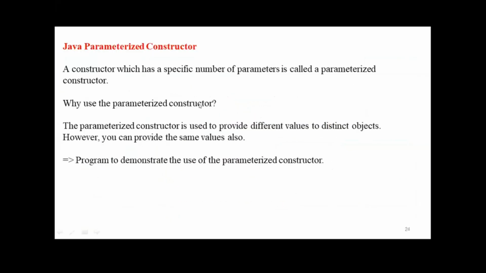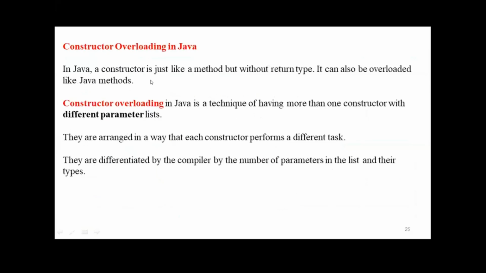So why use a parameterized constructor? A parameterized constructor is used to provide different values to different objects. However, you can provide the same value also. Okay. So, constructor overloading. Guys, what is the meaning of overloading? Basically, there are two concepts in Java: constructor overloading and method overloading. It is a part of polymorphism.